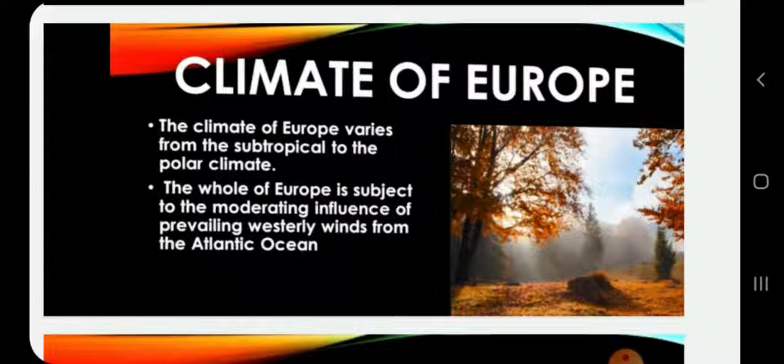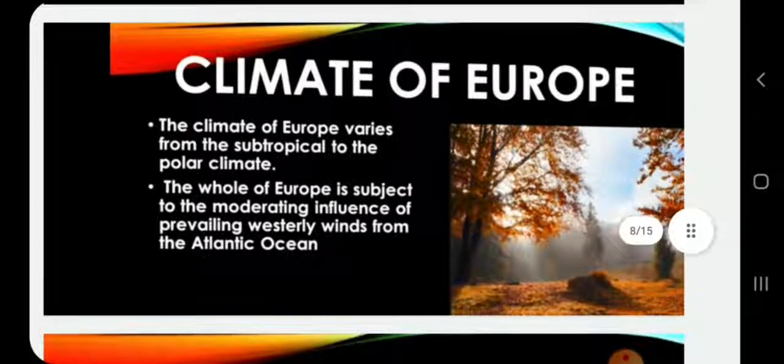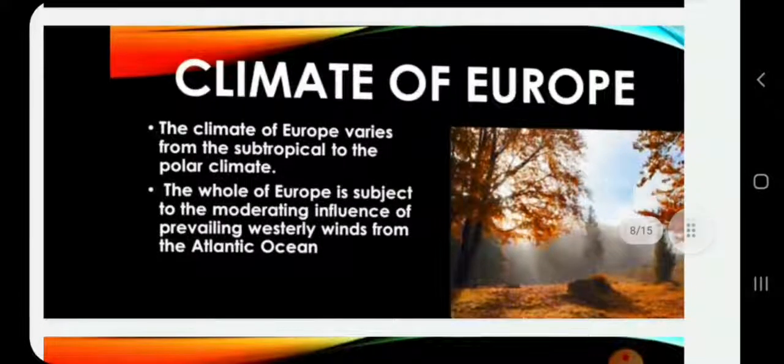In Central and Eastern Europe, the climate is humid and continental type. The subarctic and tundra climates are found in the northern regions of Europe. The whole of Europe is subject to the Mediterranean influence and the prevailing westerly winds from the Atlantic Ocean.